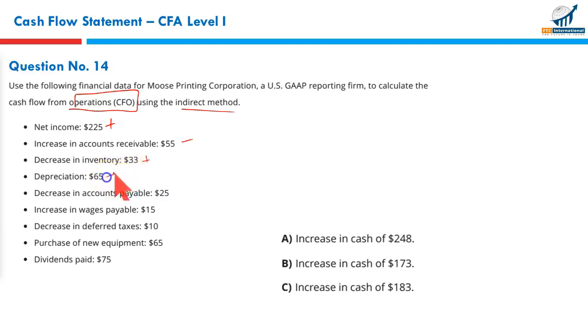Depreciation is a non-cash expense, must be added. Decrease in accounts payable, indicating that you would have paid. When you pay, it's an outflow. Increase in wages payable, you have withheld your wages payable. Withholding your liability is effectively increasing your cash flows. Add this up. Decrease in deferred taxes.